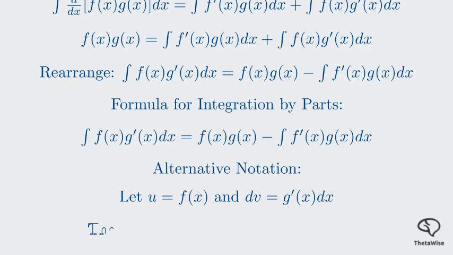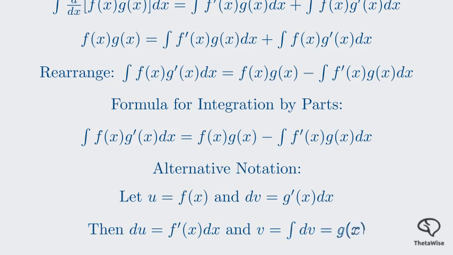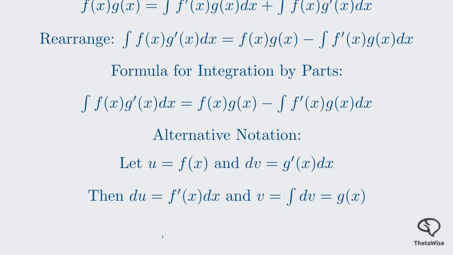If u is f of x, then the differential du is equal to the derivative of f of x, f prime of x times dx. And if dv is g prime of x dx, then to find v, we just integrate dv, which gives us v equals g of x. Now we substitute these into our formula. The integral of f of x g prime of x dx becomes the integral of u dv. On the right side, f of x g of x becomes uv, and the integral of f prime of x g of x dx becomes the integral of v du.